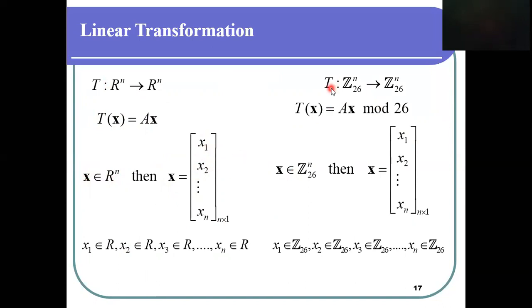From this concept, I generalize these transformations to Z26^n to Z26^n, where T of x is equal to Ax mod 26. As x is a column vector that is an element of this set, it can be written as x1, x2, up to xn, an n cross 1 column vector. But each individual element belongs to Z26.